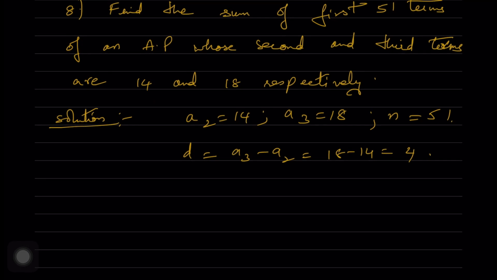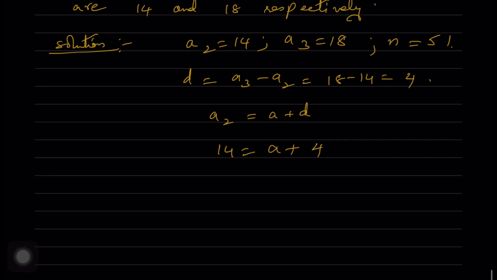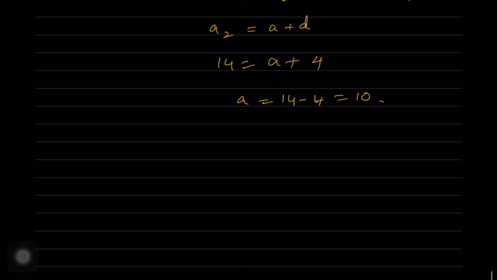Therefore A2 is equal to A plus D. So here we have D. A2 is nothing but 14, which is equal to A plus 4. So A is equal to 14 minus 4, which is equal to 10. This is the first term.